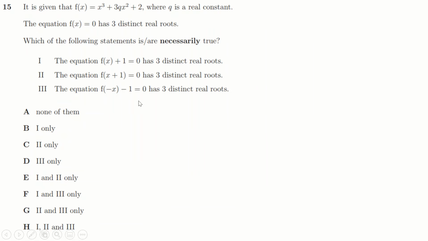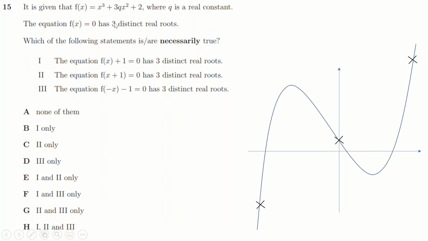Question number 15. Getting through it. Let's keep going. Given that you've got some function, now this is a cubic function. It's a positive cubic, which means it starts down there and ends up there, and it goes through the point 2 and the y-intercept. So it goes through there. You're told it has 3 distinct real roots, so it looks a bit like this. So you have 1 root, 2 roots, 3 roots.